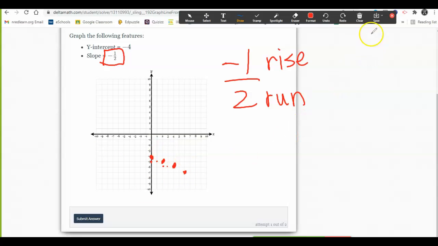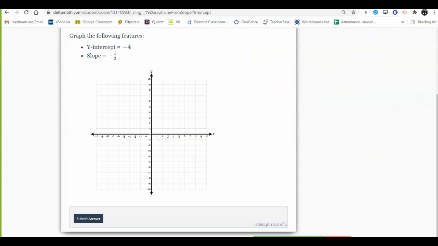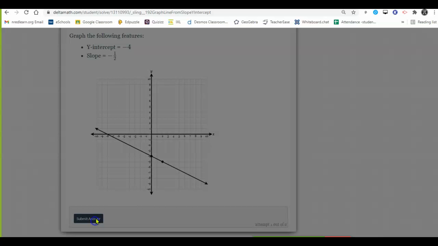So that is how I'm going to graph this line using DeltaMath. What you do is you take your mouse or your trackpad, you click one time on -4, that creates a first point. Then you move your mouse by following the slope down 1 over 2 to create your line.